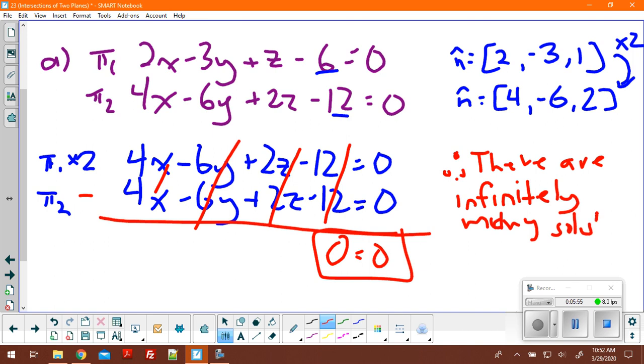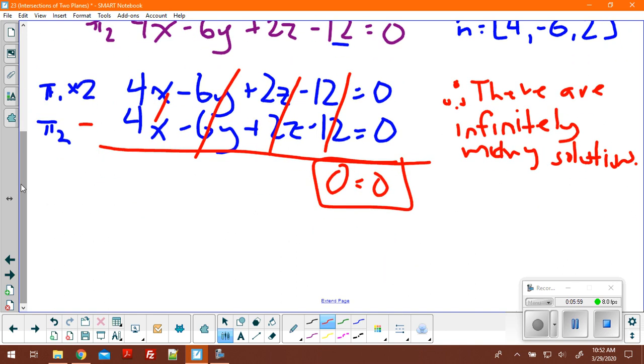Pardon my sloppy writing. Okay, and so this is the same plane twice. Same plane twice. Okay.